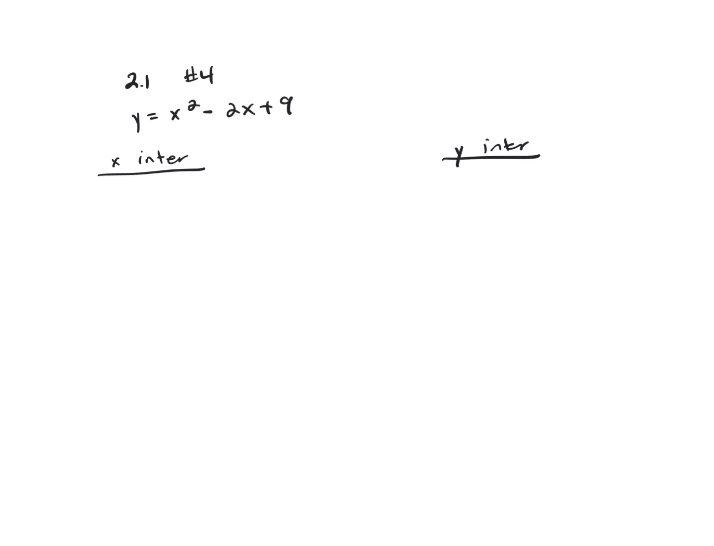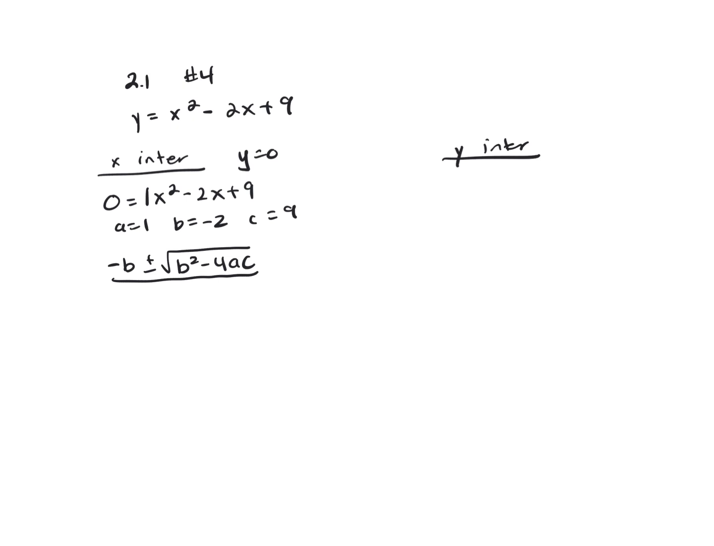To find the x-intercepts, let y equal 0. So you get 0 equals x squared minus 2x plus 9. And that will not factor, so you have to use the quadratic formula with a equal 1, b equal negative 2, c equals 9. And the quadratic formula is negative b plus or minus the square root of b squared minus 4ac, all over 2a.